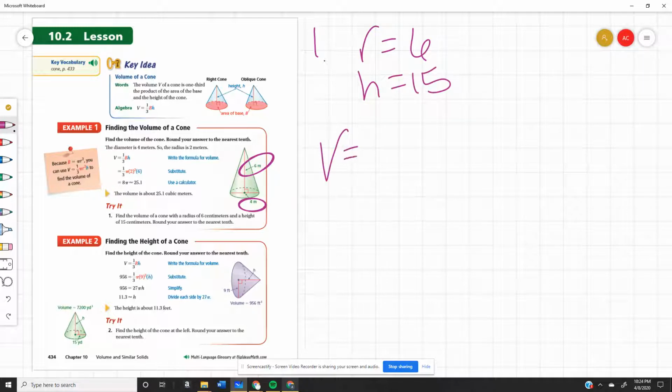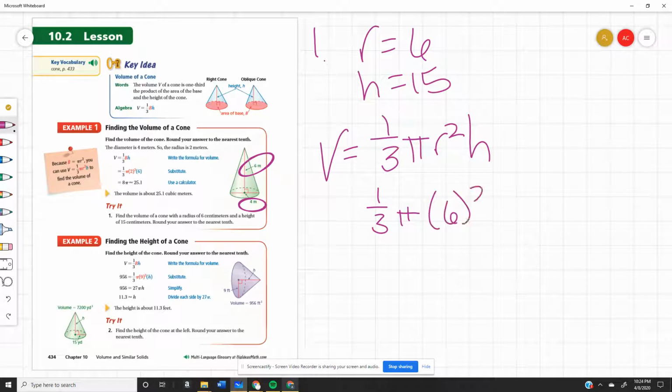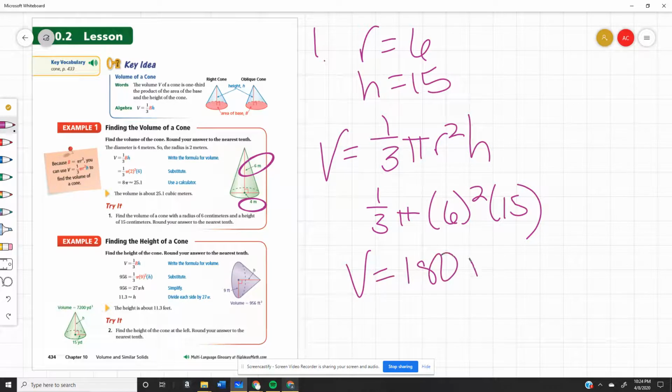So our formula is going to be volume equals 1/3 pi r squared h. So 1/3 pi 6 squared 15. 6 squared is 36. 36 times 15 is 540. 1/3 of 540 is 180. So volume equals 180 pi.